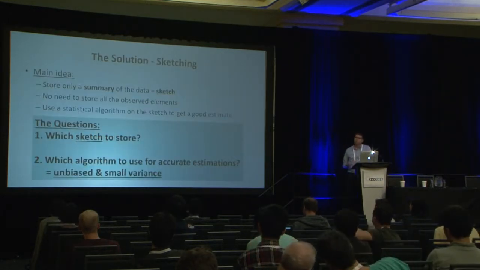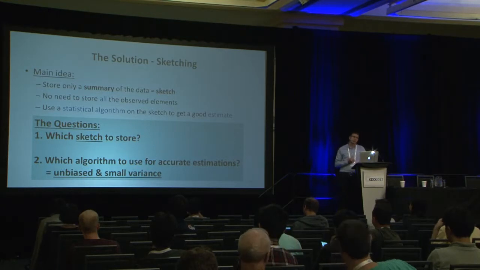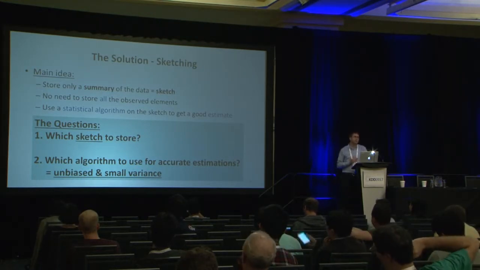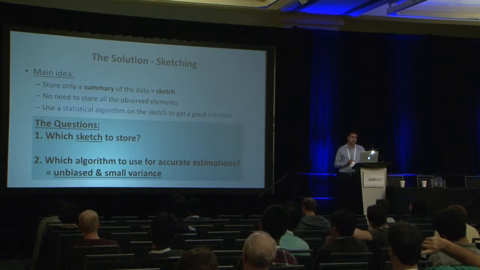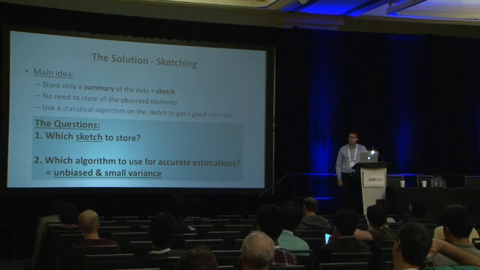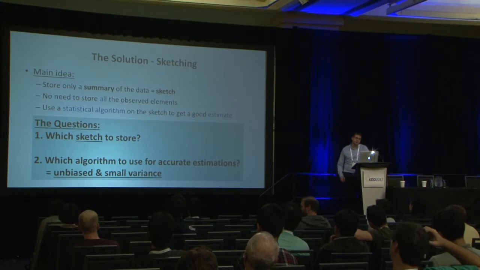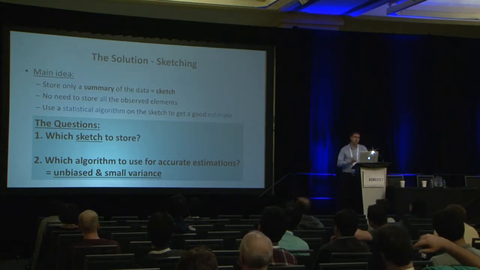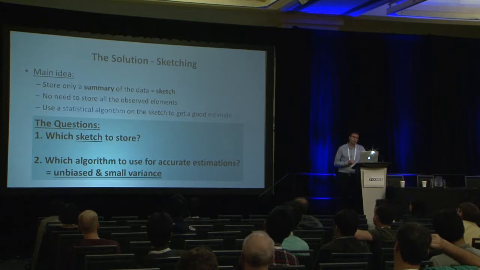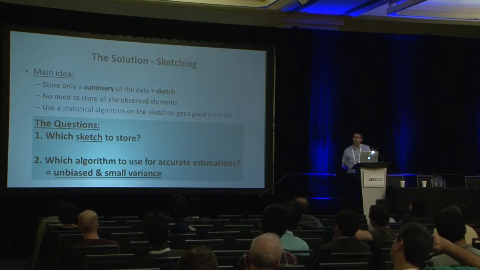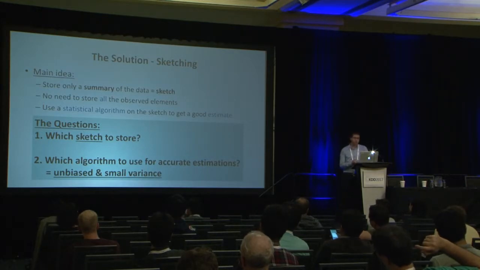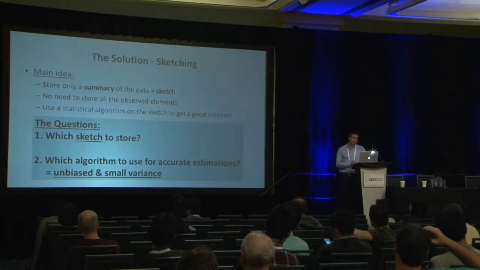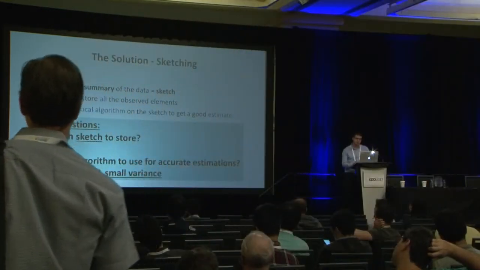In this case, we want a sketch-based solution. The idea is to store only a small summary of the data, which is called a sketch. So there is no need to store all the observed elements, and we then use some statistical algorithm on this sketch to get a good estimate. The questions when we try to come up with a sketch-based algorithm are, first, which sketch to store about the elements, and second, which algorithm to use on this sketch in order to have an accurate estimation, which is both unbiased and has small variance.